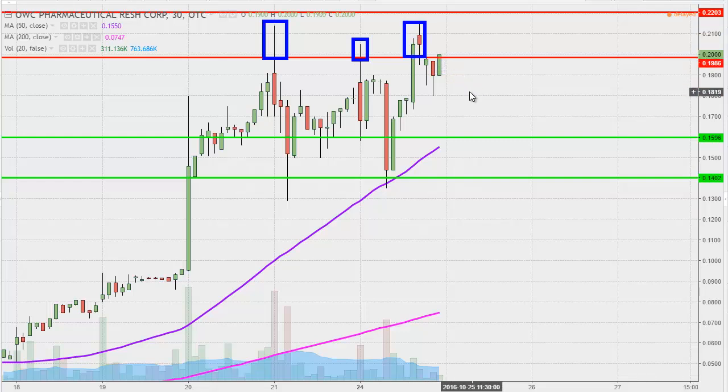So for whatever reason, 20 cents is just a very stubborn level of resistance where, yeah, the price has been able to push through it on a few different occasions, but when it comes to actually staying up above it, that's where the bulls have struggled.